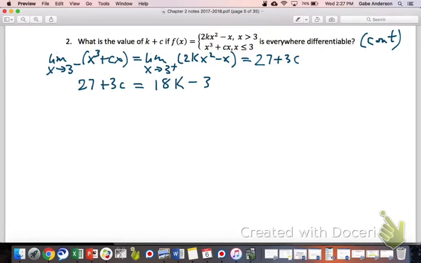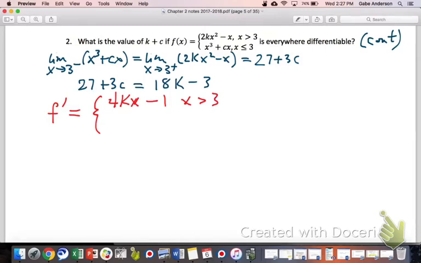But what I'm going to do is write f prime. And f prime is equal to, we've got to find derivatives. So let's just use the power rule, for goodness sake. Let's not use the definition of the derivative. What do you guys think the derivative of 2kx squared is? It's 4kx. The k is a constant. So it'd be 4kx. And then what is the derivative of minus x? Minus 1. So f prime equals that when x is bigger than 3.